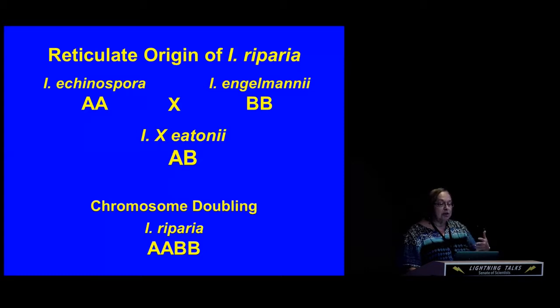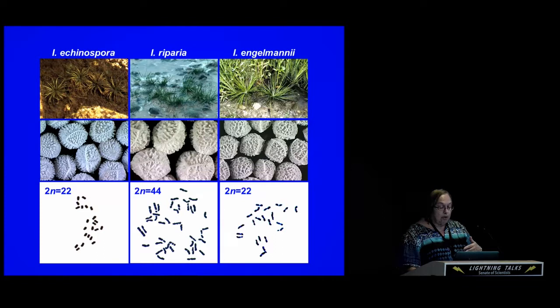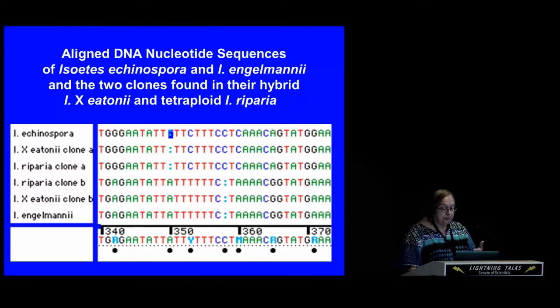And I'm going to show you sequence from Isoetes riparia, which occurs in the mid-Atlantic. And we also have sequences for Isoetes x eatonii, which is a sterile hybrid. So you can see that the habitat is pretty similar in all of the species. The megaspores are larger in the tetraploid, and you see the high chromosome number.